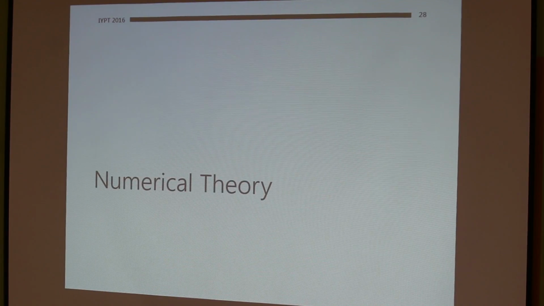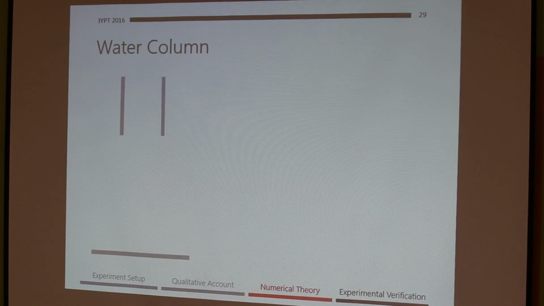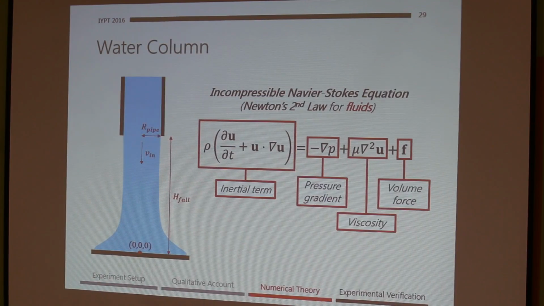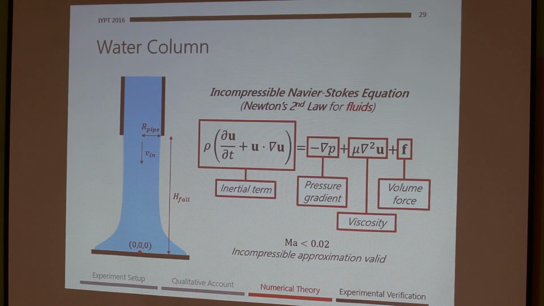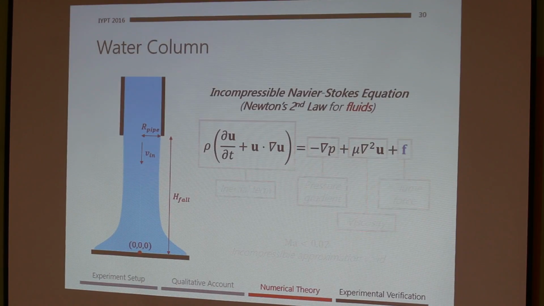So we split this into two parts. The first part is to model the water flow itself, and for this segment, we'll be using the incompressible Navier-Stokes equation, which is essentially Newton's second law applied in fluid dynamics. So the terms represent the inertia, the pressure gradient, the viscosity, and the volume force in the liquid. And we know that our incompressibility approximation is indeed valid because the Mach number is much less than 1.